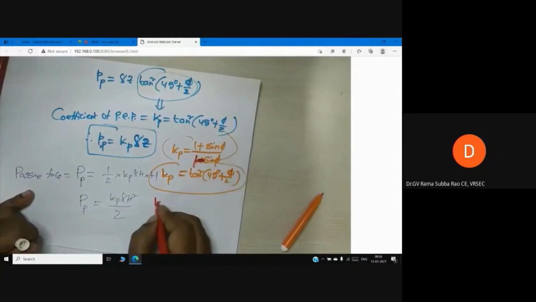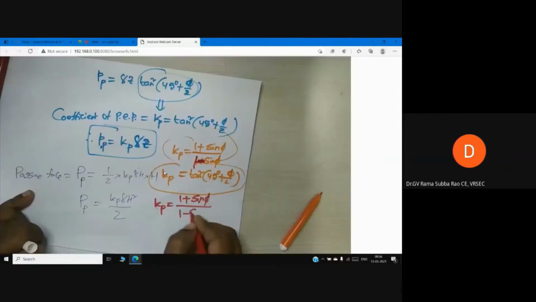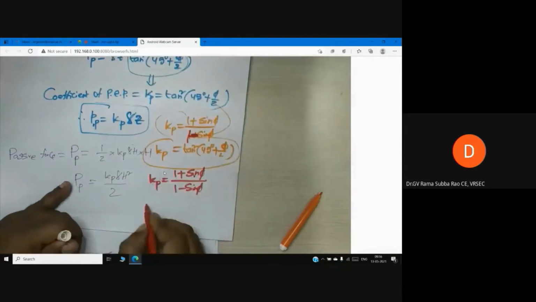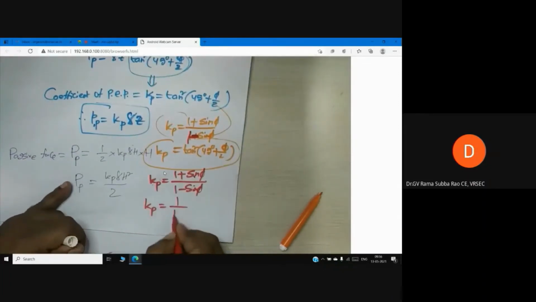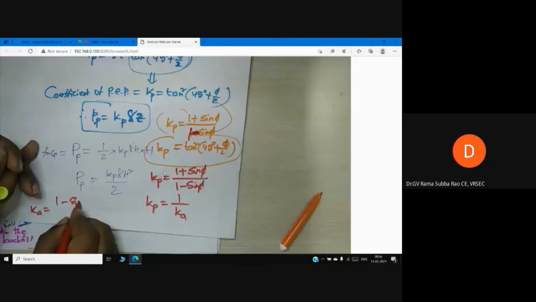One thing I will write: (1 plus sin phi) by (1 minus sin phi). Otherwise, Kp is equal to 1 by Ka, because Ka is (1 minus sin phi) by (1 plus sin phi).